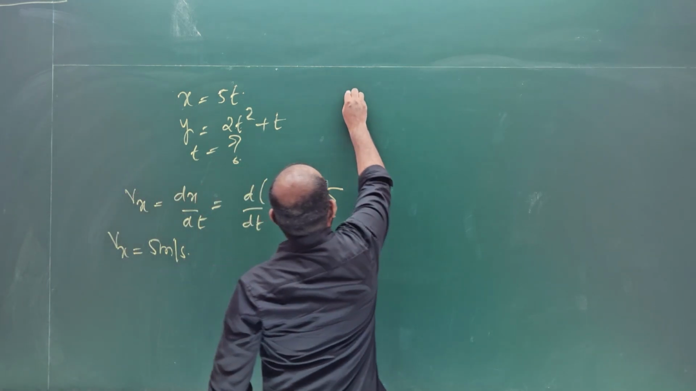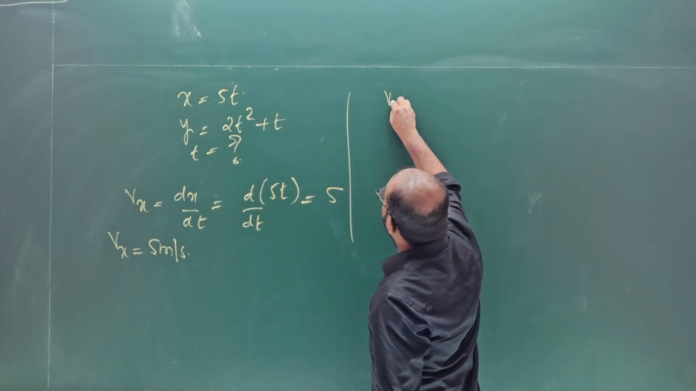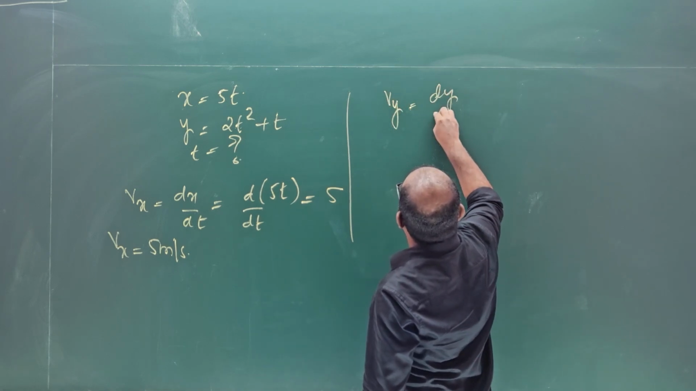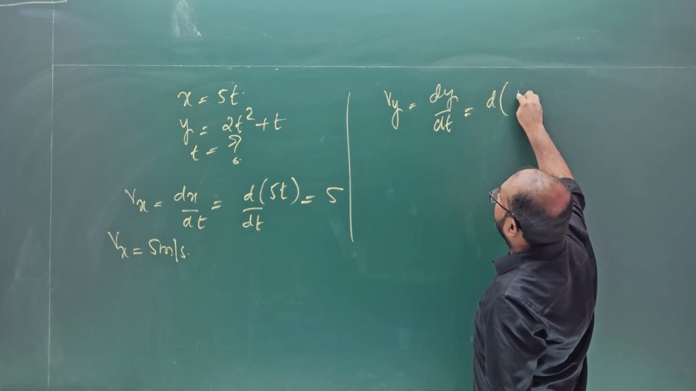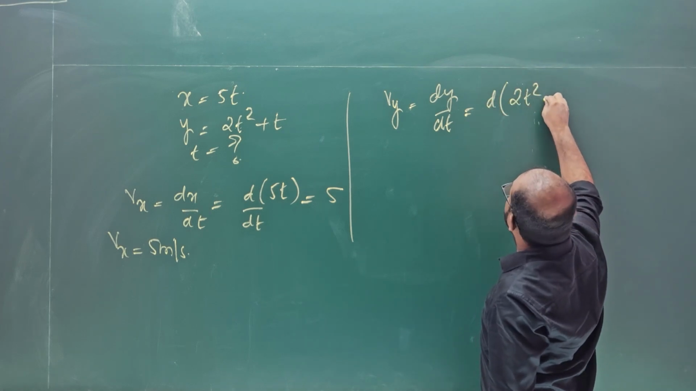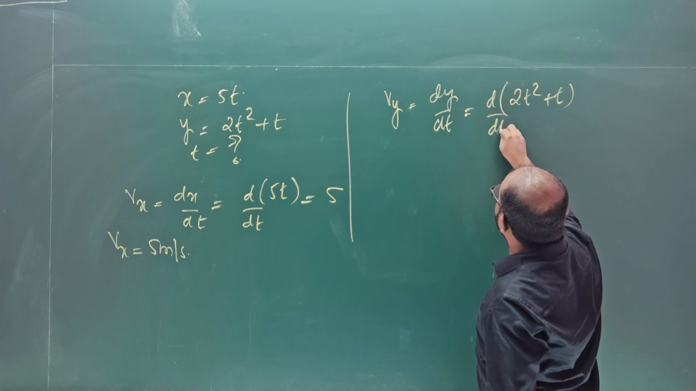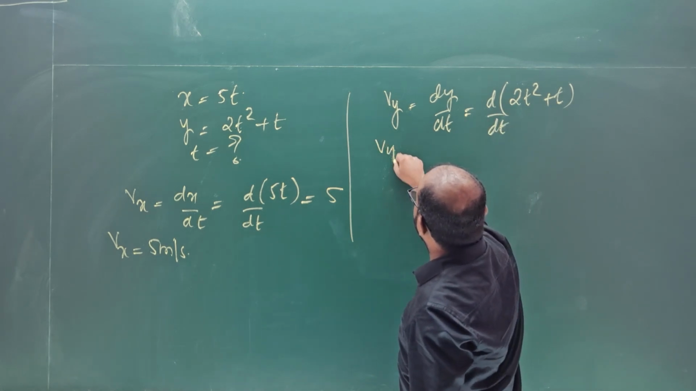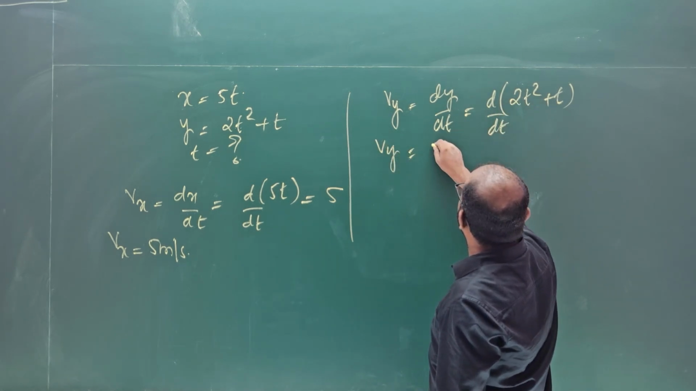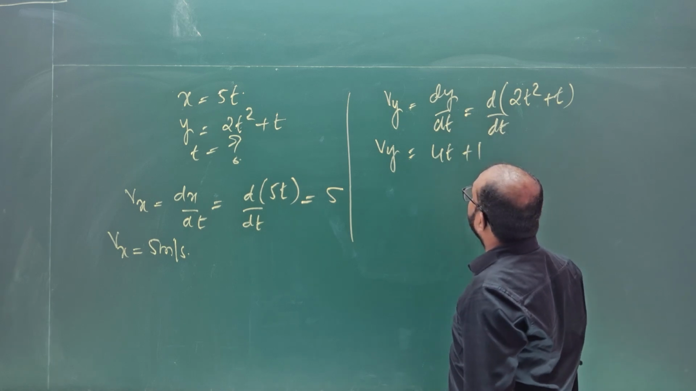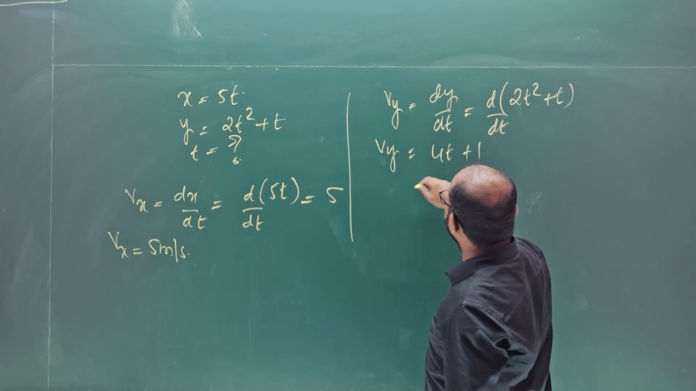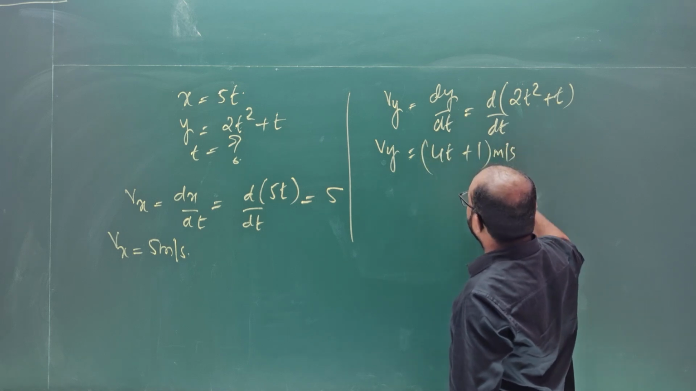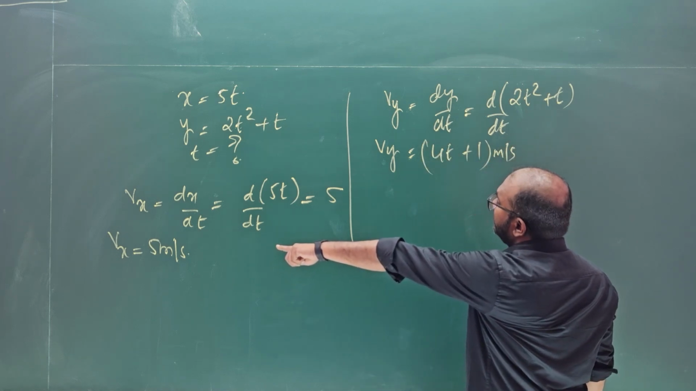Similarly, velocity in the y-axis is nothing but dy upon dt, which can be written as d of (2t squared plus t) upon dt. So Vy is 4t plus 1. Okay, this is your velocity along the y-axis, and that is your velocity along the x-axis.